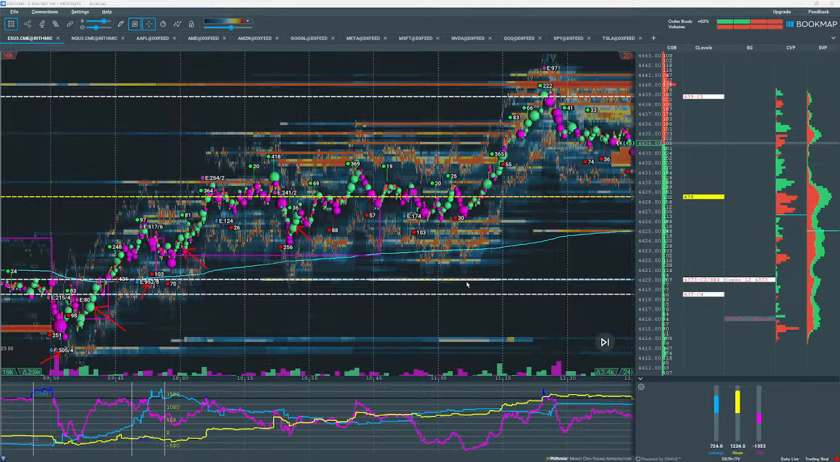Another pullback. Another pullback. And it looks like the final price target for the morning was the SPY 439 combo 1 level. And note the rising yellow line here indicating that buy stop orders were helping to fuel the move higher. And that's also shown by these small green dots here. Buy stop orders fueling the move higher.